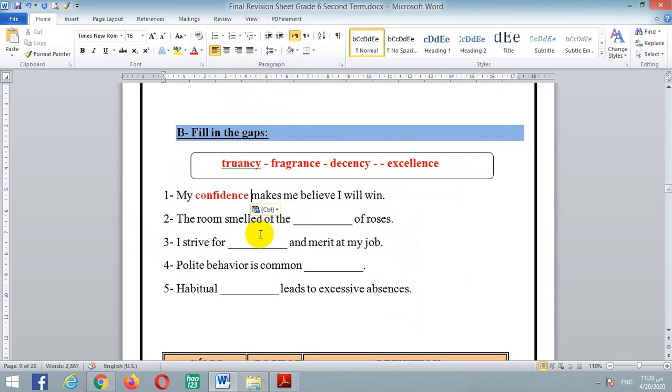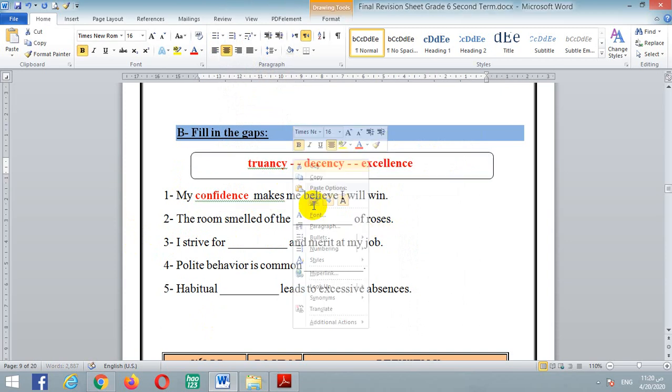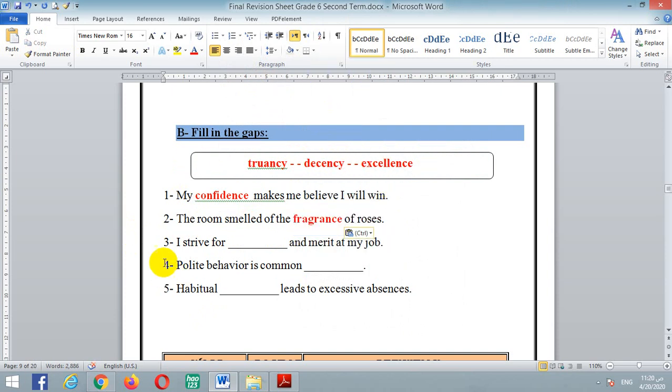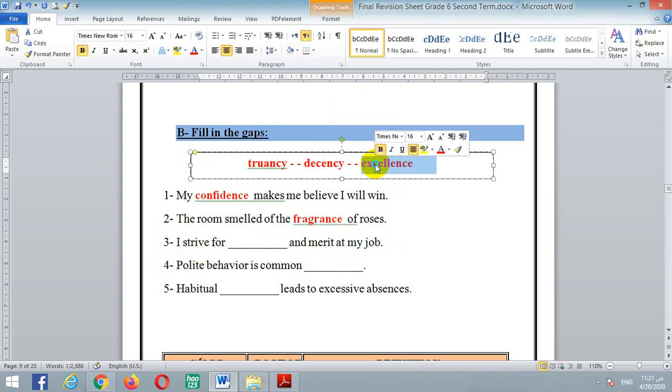Number two, the room smelled of the fragrance of roses or flowers. So, yes, the fragrance. Excellent. Number three, I try hard for excellence and merit at my job. I strive for, yes, excellence. All of us want to be excellent at our work. Okay.